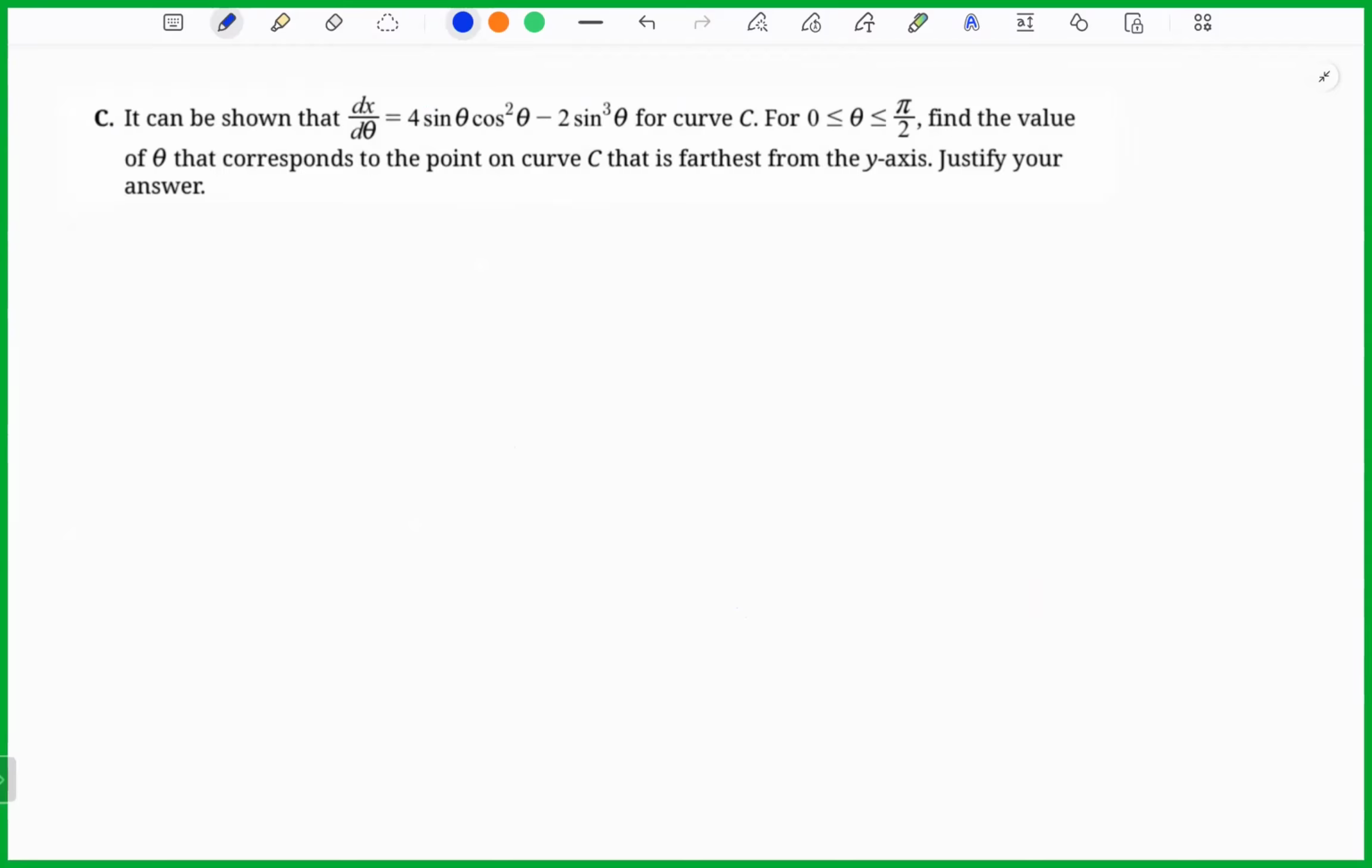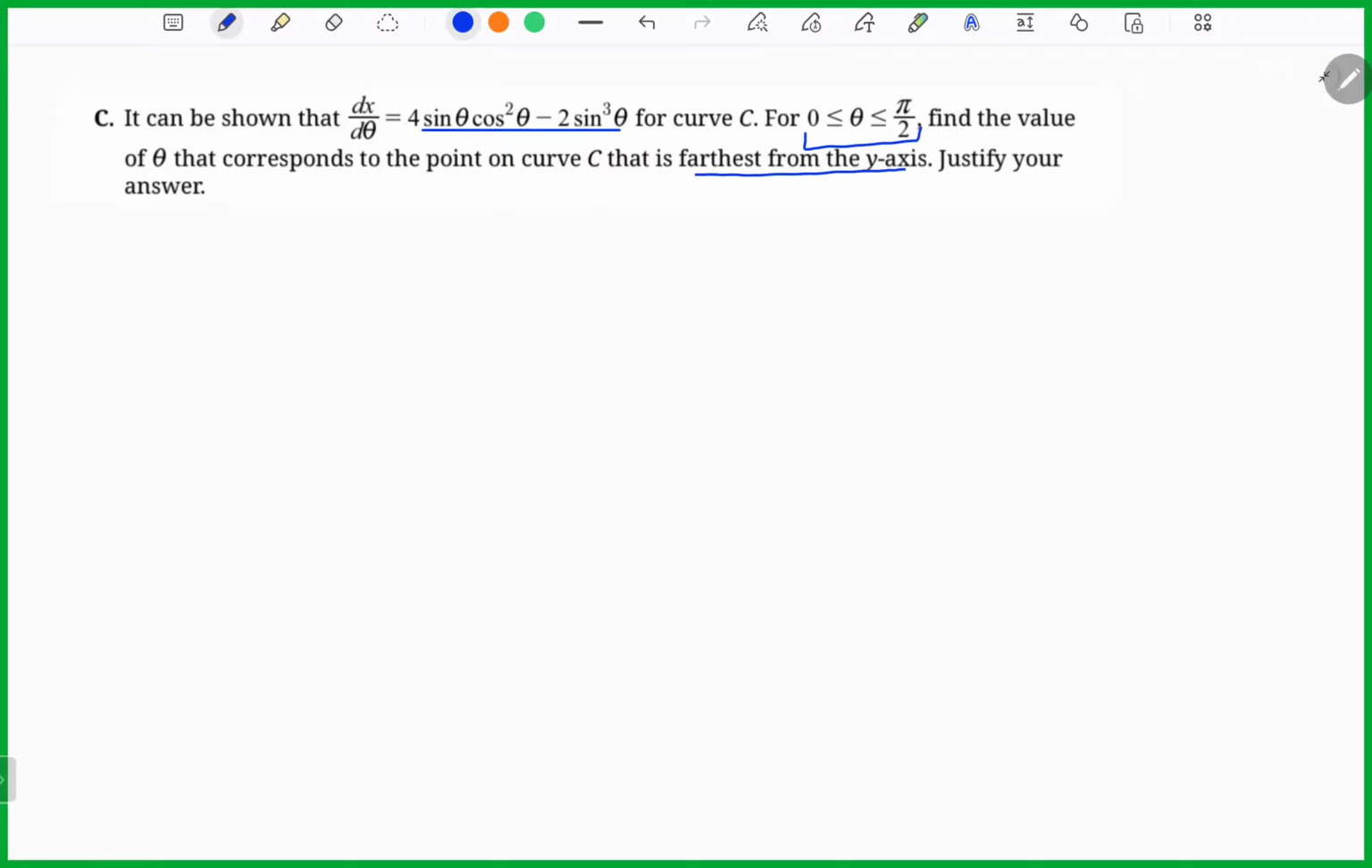Moving on to part C, we're told it can be shown that dx by d theta is equal to 4 sine theta cosine squared theta minus 2 sine cubed theta. And we're asked to find, on the interval between 0 and pi over 2, the value of theta that corresponds to the point on curve C that is farthest from the y-axis. And we're asked to justify our answer.